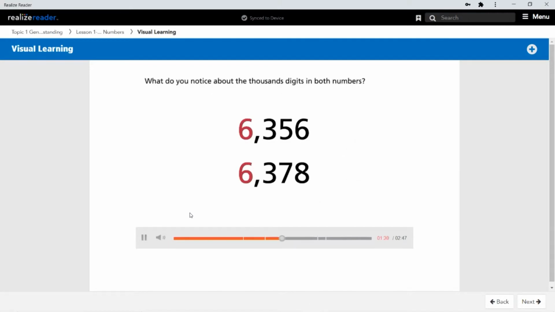What do you notice about the thousands digits in both numbers? The thousands digit is the same in both numbers. Which place value should we look at next? Look at the next digit. Compare the hundreds. The hundreds digit is also the same in both numbers. The first place where the digits are different is the tens place. Compare the tens.